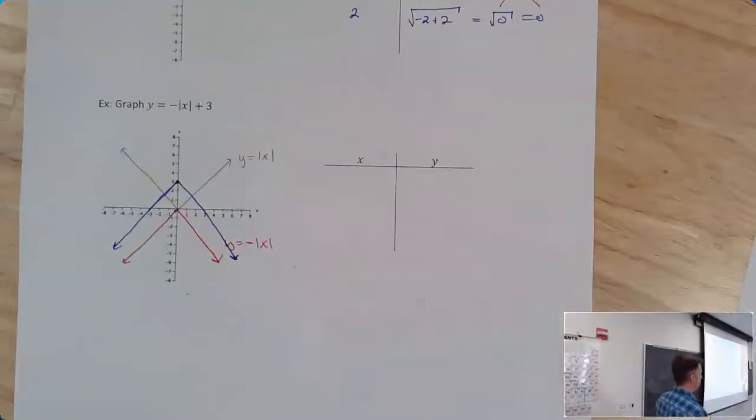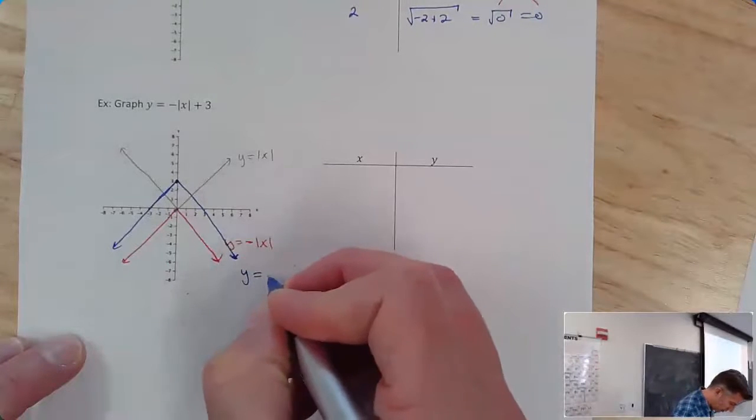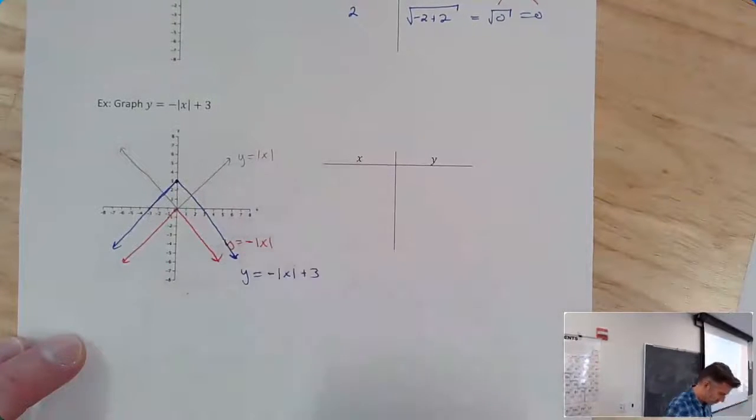Now, if you were graphing this on your own, you probably don't want to have all these graphs on your graph. It's fine if you want to draw them. Just make sure you indicate what graph is actually the final thing you're trying to draw. So here in blue is our y equal to negative absolute value of x plus 3.